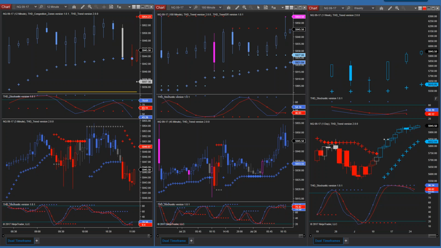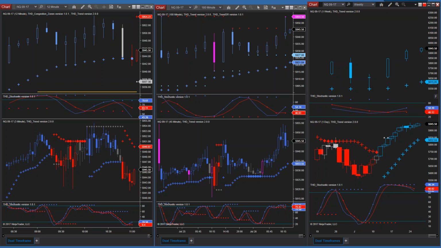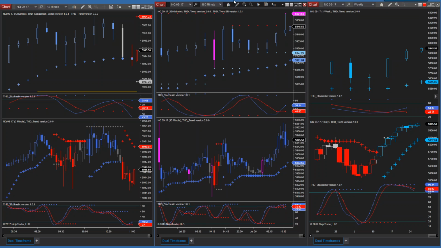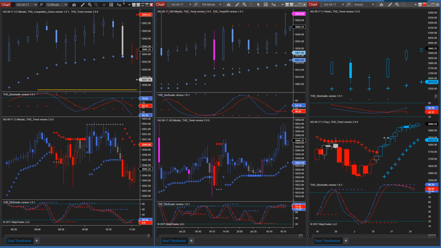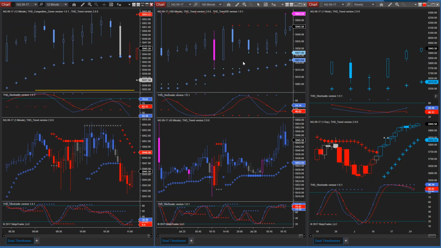What I want to do is just kind of go over and let's focus on the NASDAQ this morning. In this presentation, I'm using NinjaTrader, and each one of my windows has 2 time frames. It has a longer term, which is on top: the 12-minute, the 180, and the weekly. And then on the bottom, I have a 3-minute, a 45-minute, and a daily chart.